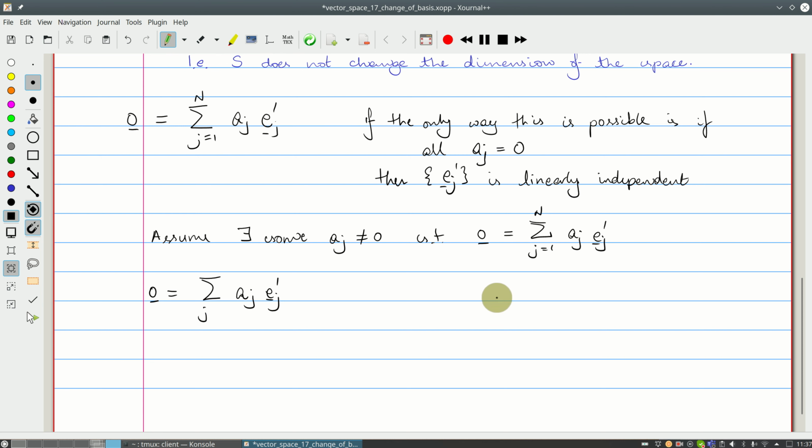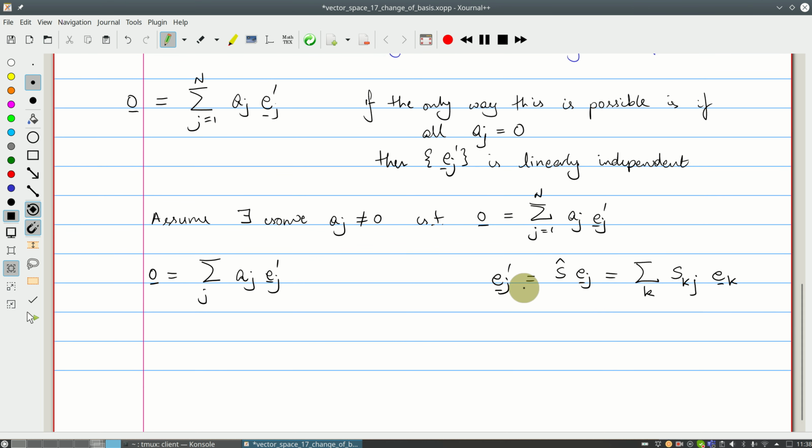So we know that e_j prime is equal to S hat operating on e_j, and that is given by the sum over k of S, let me get the order right, so we will have an e_k here, and the first index is k, and the second index will be the j. That's the order in which we defined the matrix elements of a linear operator. Okay, so let's put that in.